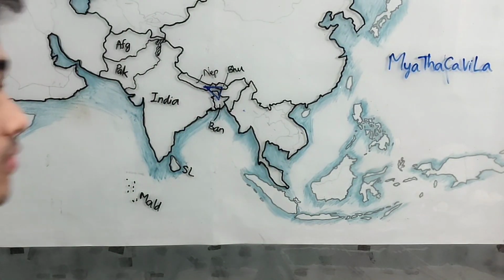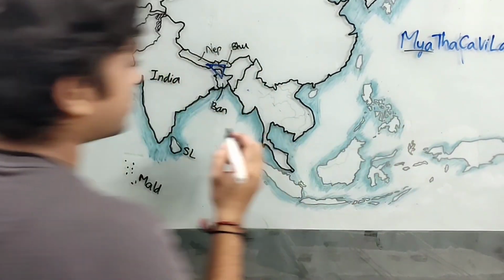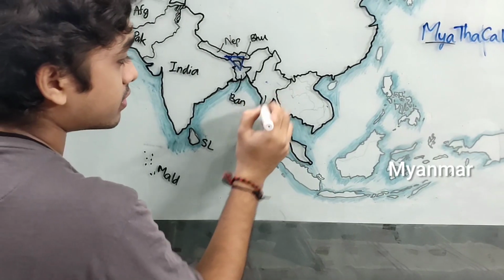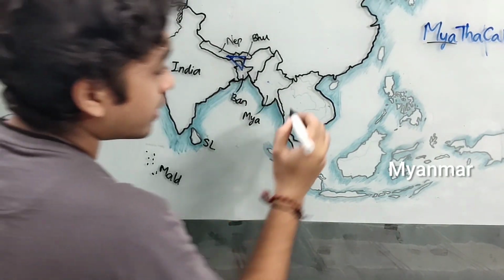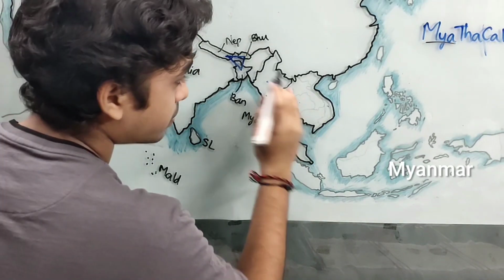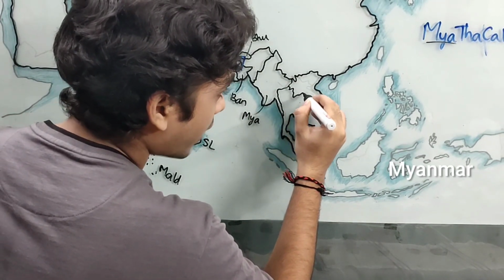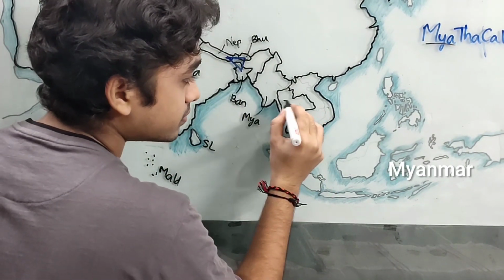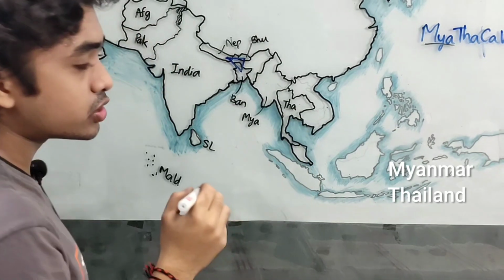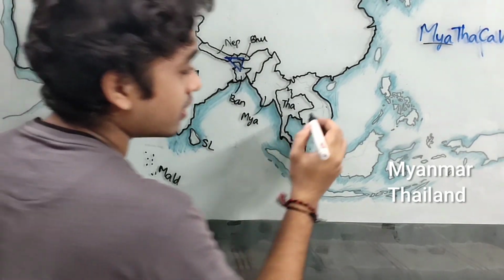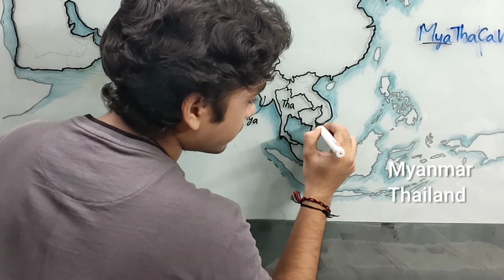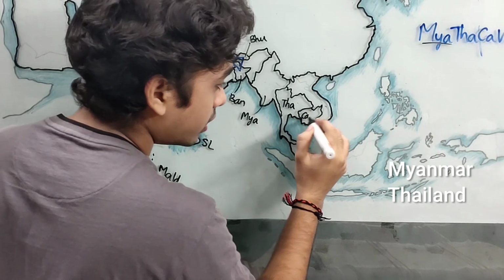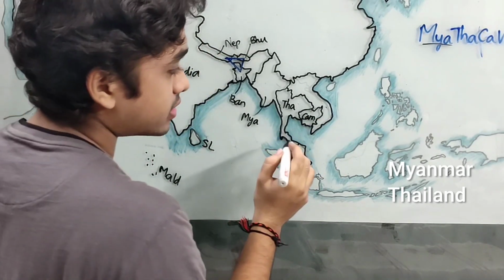First, this is Myanmar. Myanmar was also known as Burma, its previous name, long back. Then this is Thailand. Thailand is known as the land of white elephants. Then we have this country, which is home to the largest Hindu temple in the world, Angkor Wat, and this country is Cambodia.